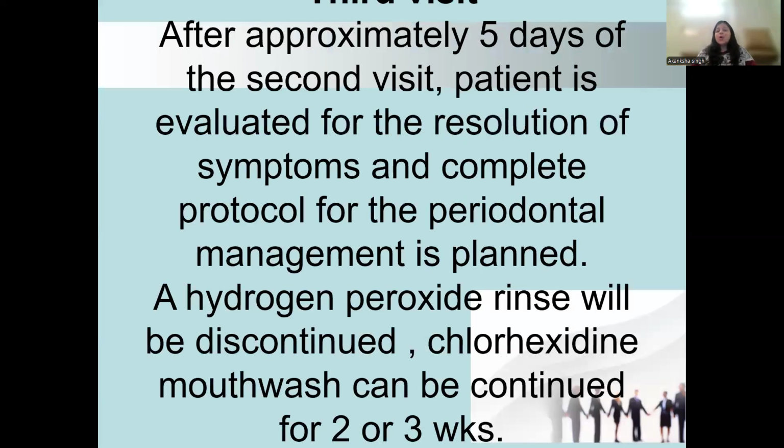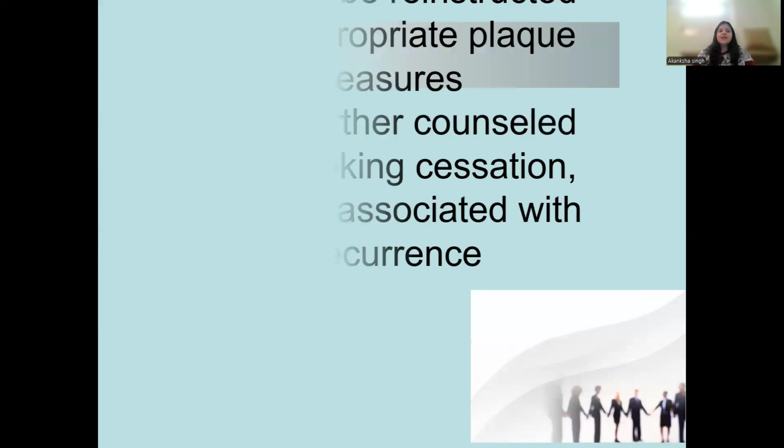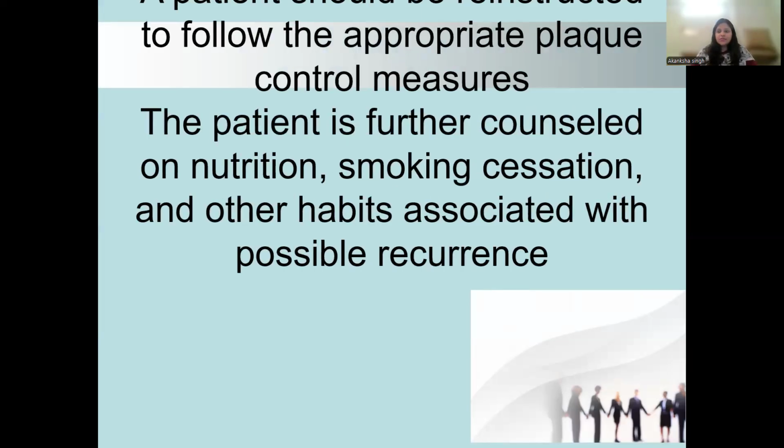Then, after approximately 5 seconds of the second visit, I'm talking about the second visit, the patient is evaluated for resolution of symptoms, and a complete protocol for periodontal management is planned. Again, hydrogen peroxide rinse is discontinued, and chlorhexidine mouthwash is continued for 2 to 3 weeks. Then the patient is again told that they have to maintain their oral hygiene, counseling, nutrition, smoking cessation, and other habits, if present, which can cause the recurrences, avoided.